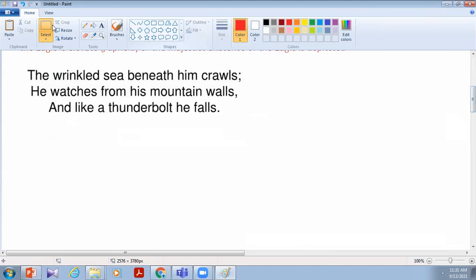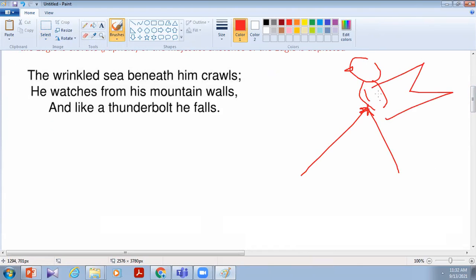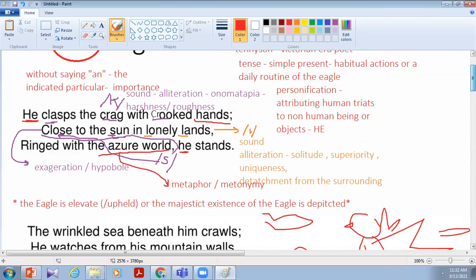The wrinkled sea beneath him crawls. Now, up to here, there is a crag and there's an eagle, and I can't draw, I'm not good at drawing, but he's clasping the crag with crooked hands, which means he's close. This is the bird, and he's ringed with the azure world, meaning the blue sky is surrounding him, and lonely lands because he's in a position where others can't reach. That is stanza 1.